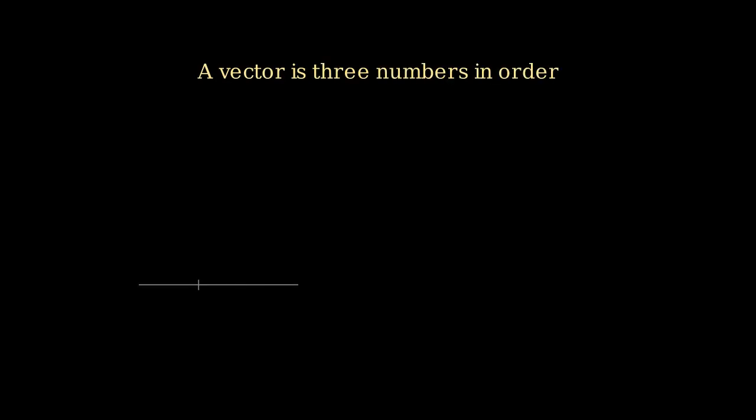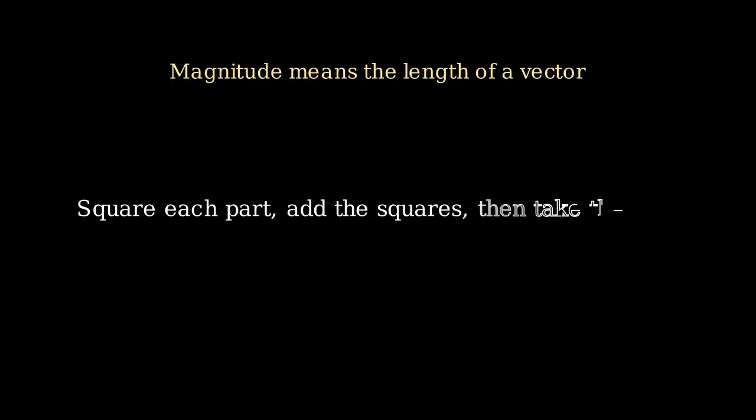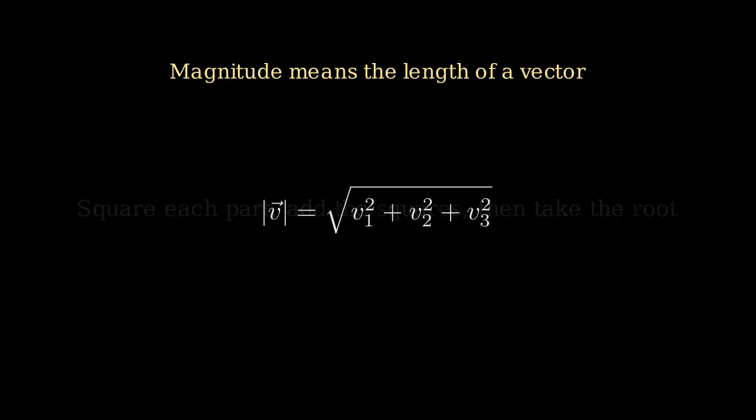A vector in 3 dimensions is simply 3 numbers in order. These 3 numbers are called components. Magnitude means length. The formula in words is this: square each component, add the squares together, then take the square root of that total. A unit vector is any vector whose magnitude is exactly 1.